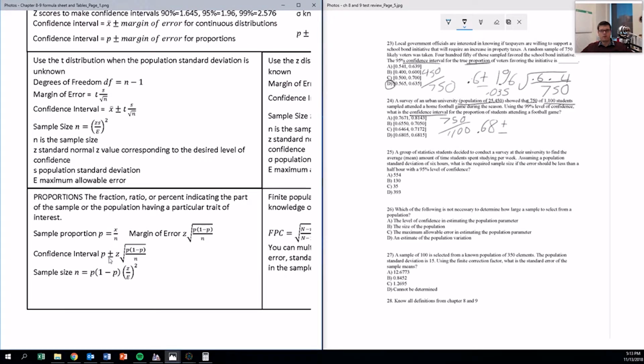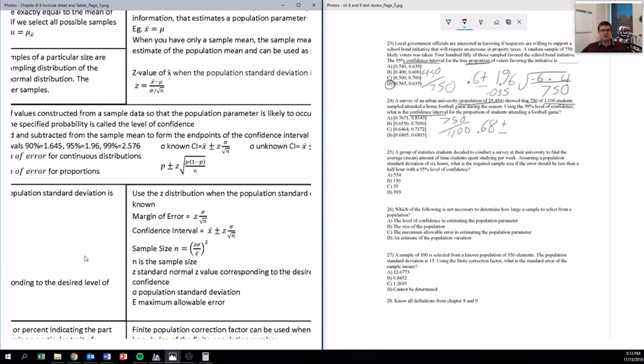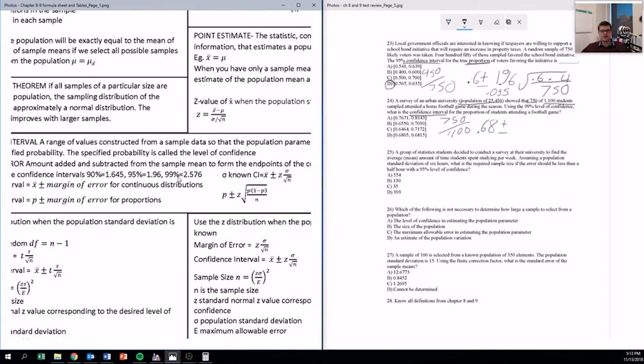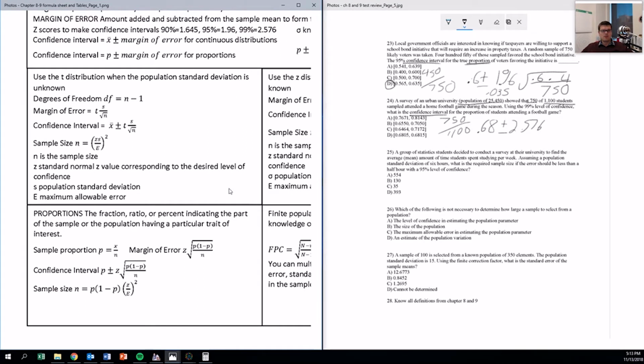multiplied by the square root of the proportion. So 0.68 multiplied by 1 minus the proportion. So 1 minus 0.68 is 0.32 over the sample number. So the sample number is 1100. Okay, so if you multiply all this out, it gives you the standard error. So let's figure out the standard error really quick.